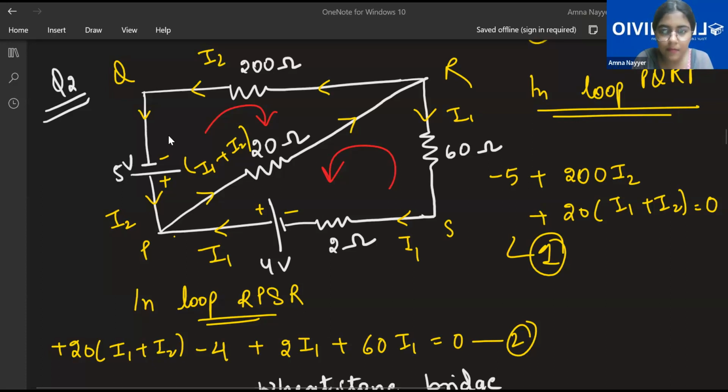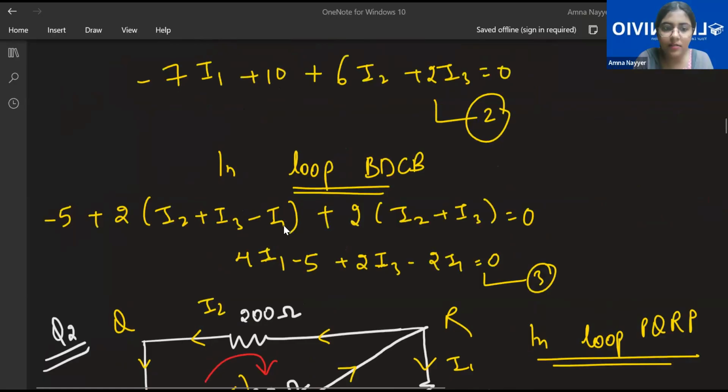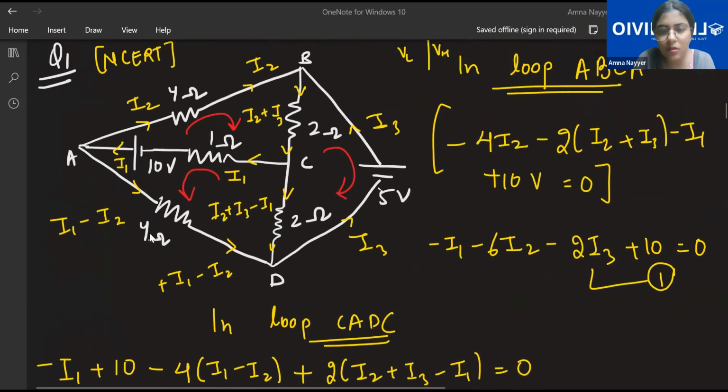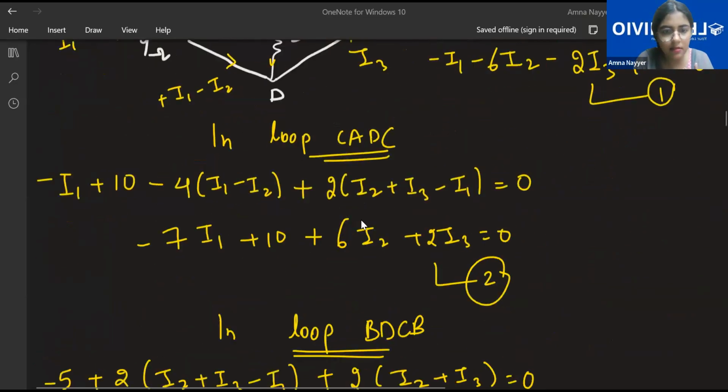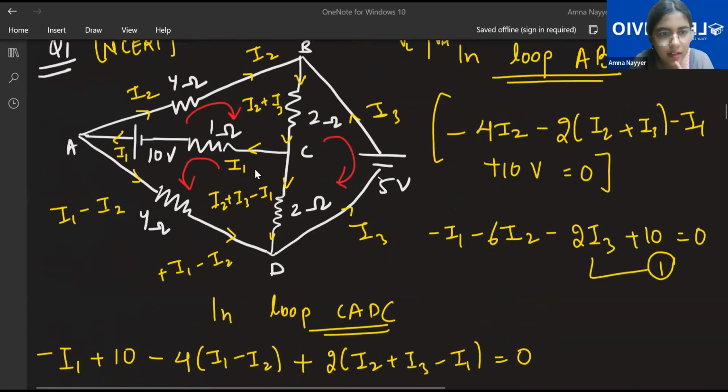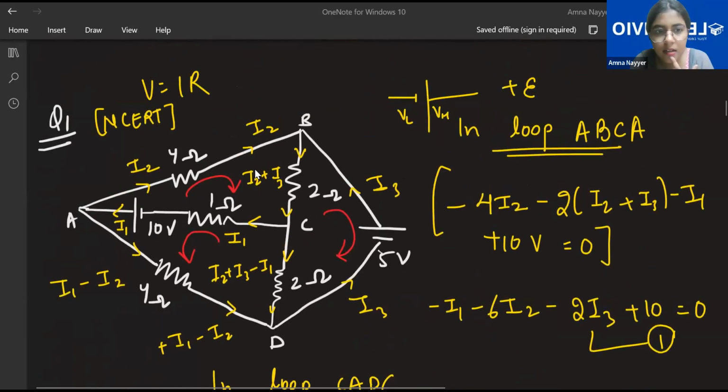Yes, ma'am. But in the previous question we were doing it a different way for cells. Did we? How? See, ma'am, we were moving here from positive to negative. Here also we were moving from positive to negative. It should be minus. For ABCA we did plus 10, but it was from higher to lower. Were we going from higher to lower?